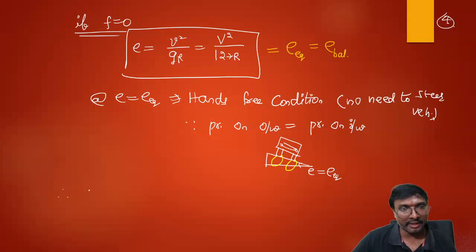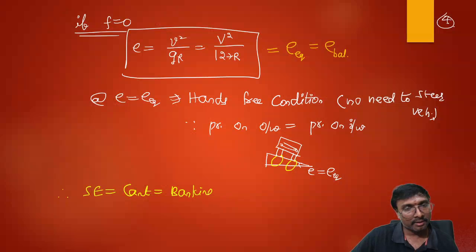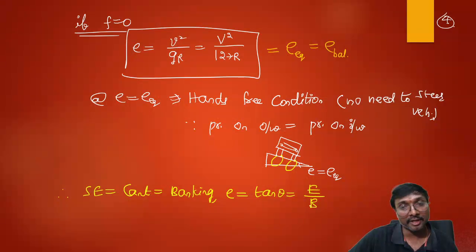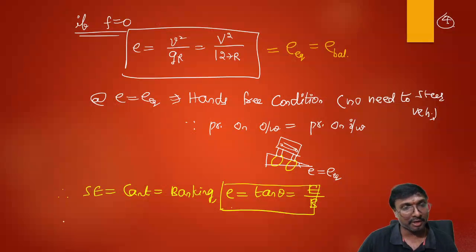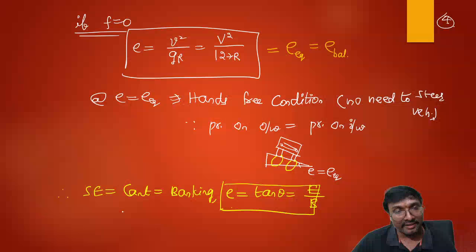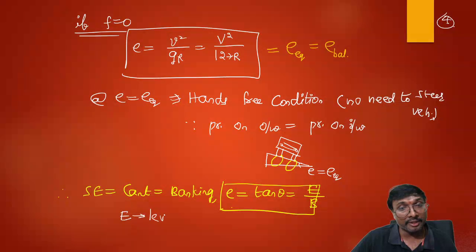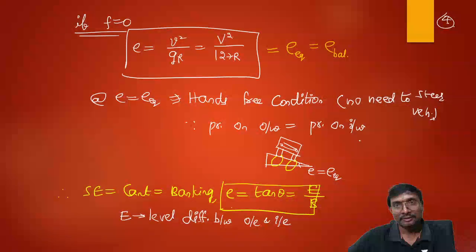Generally, super elevation, or you can also write it as cant, or you can also call it banking, is given with the symbol e, where tan theta equals capital E divided by capital B. So what is capital E? Capital E is the level difference between the outer edge and the inner edge. And what is capital B? Capital B is the width of the pavement.